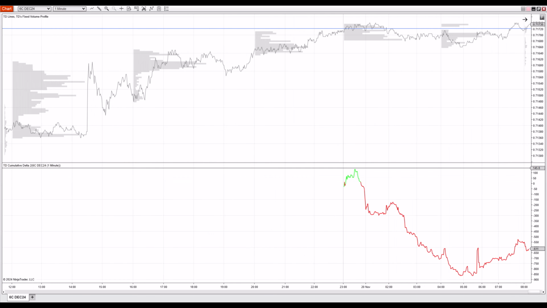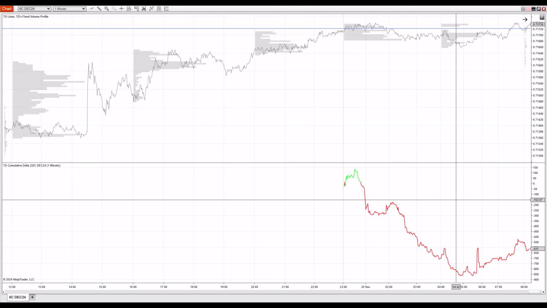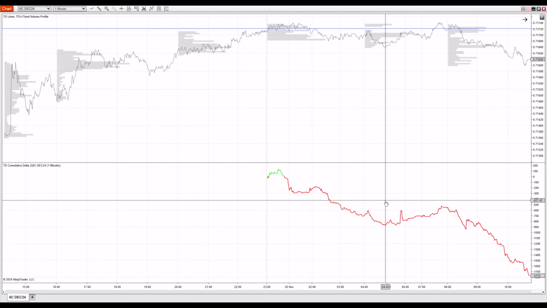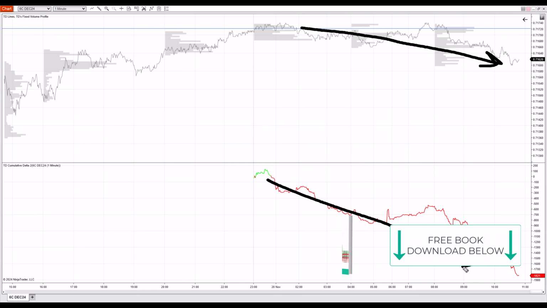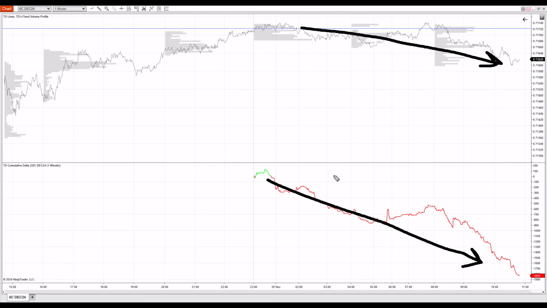I need to switch the delta to another day like this, and price finally reacted to that level, and at the same time delta was also dropping. So finally the delta and price were in line, because price tends to follow delta. That means that if delta goes down, the price should go down as well.